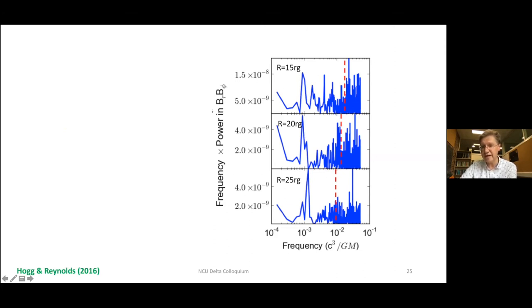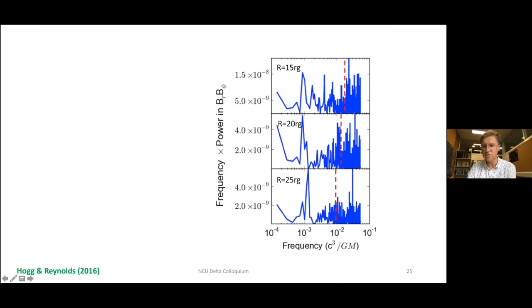And you see in each case a big spike at a particular frequency. In these units, it's 10 to the minus 3. Interestingly, the dashed red line here is the dynamical frequency of this disk. This is the typical frequency you'd expect the turbulence to be operating on. So you can see that the spike we're getting in angular momentum transport, or the time scales on which the angular momentum transport is being modulated, is actually rather slower than the typical time scales for the turbulence to evolve on.